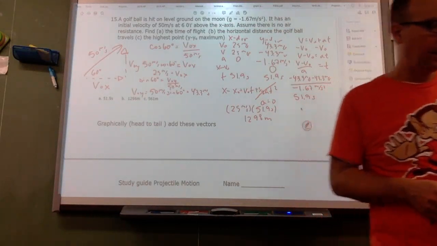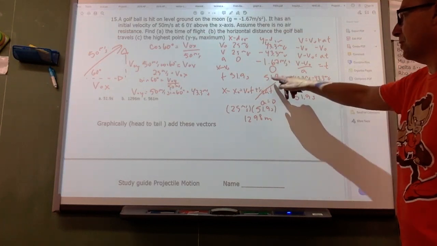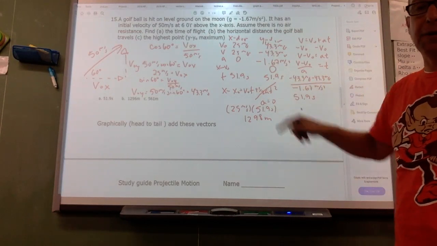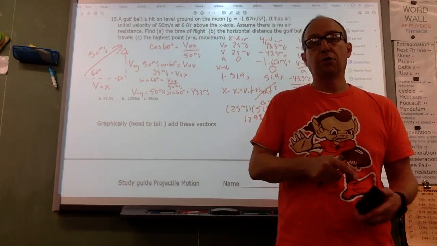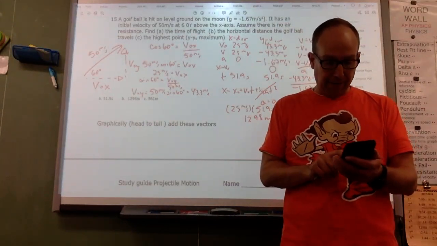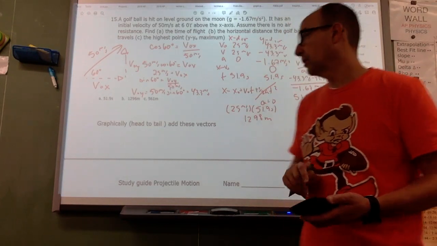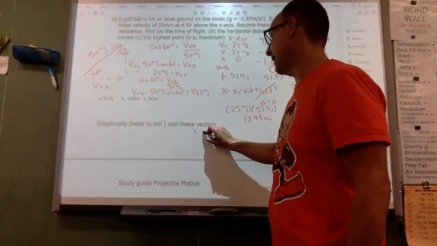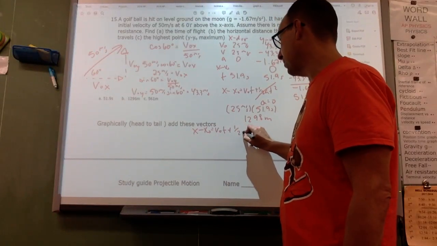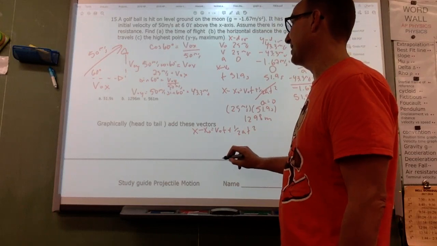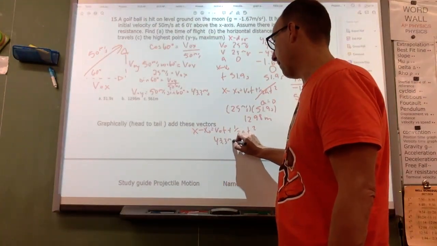All right, and then they want to get the highest point. The highest point's not going to happen at 51.9. The highest point's going to happen halfway through our parabola. So I'm going to take 51.9 and divide it by 2, and I'm going to round up to 26 seconds. So now I'm going to do my x minus x naught equals v naught t plus 1/2 at squared for 26 seconds. In the y direction, we're at 43.3.